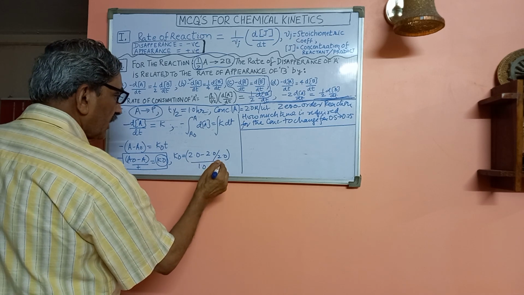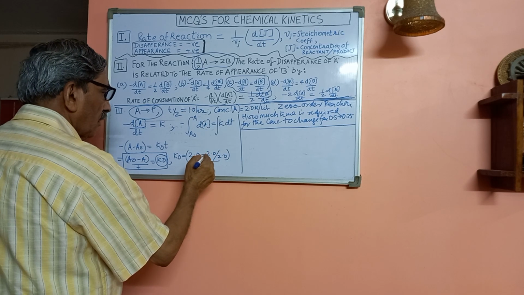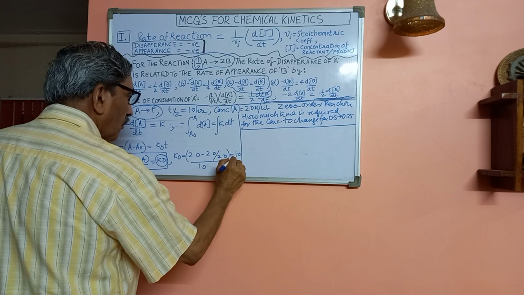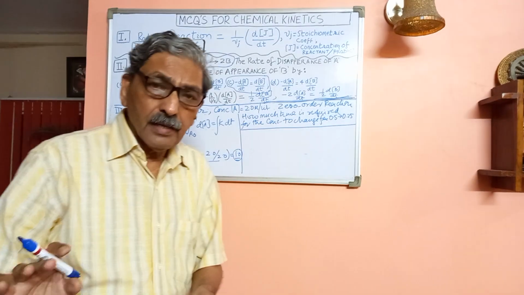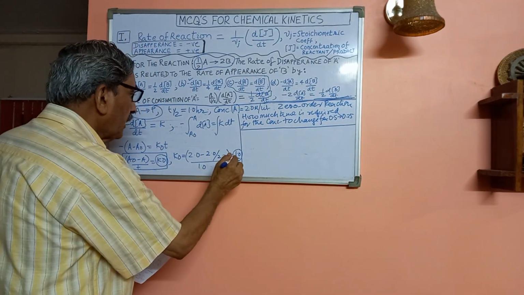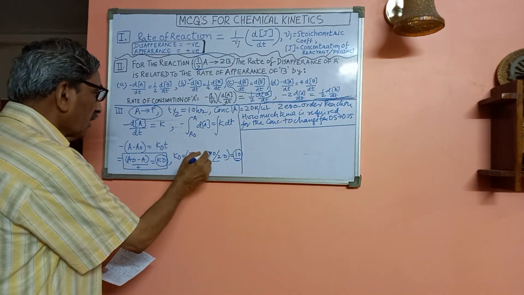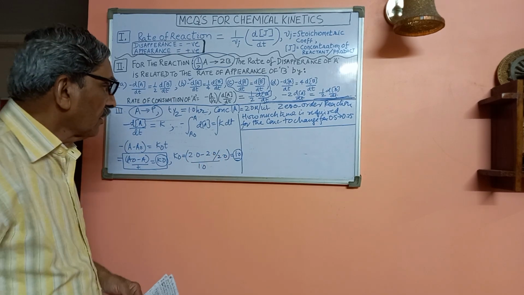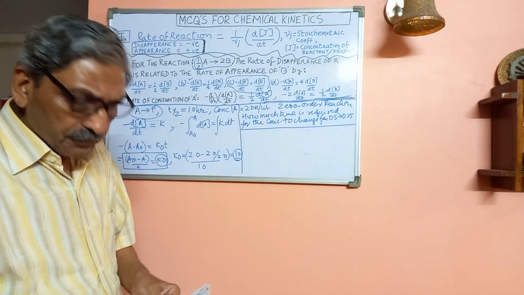So you can figure out that this will become 1.0. So your rate constant has been evaluated as 1.0, and of course there will be units to it, because this is in moles per liter and this is in hours. So this will be moles per liter per hour.